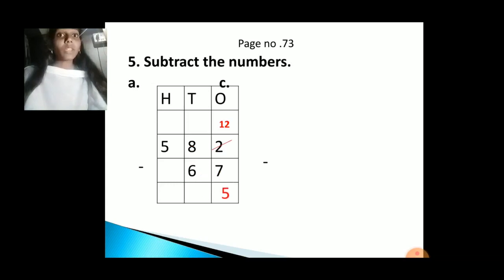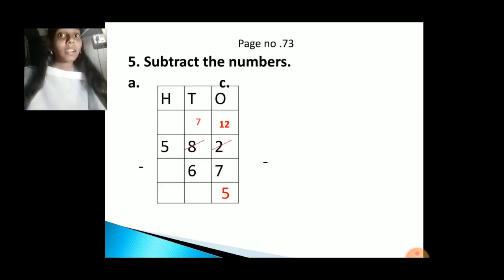Okay. Now we took 110 from the tens column. So we will subtract 8 minus 1. Now you will tell me 8 minus 1 equals to how many? Yes, 7. So first we will cut the 8 and then we will write 7. Instead of 8 we will write 7.